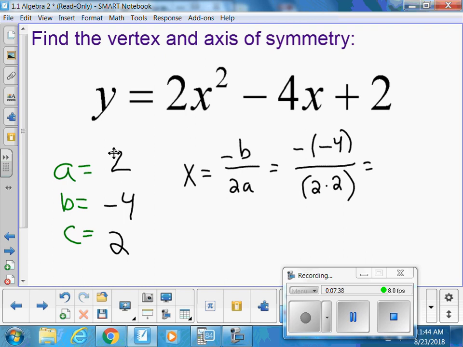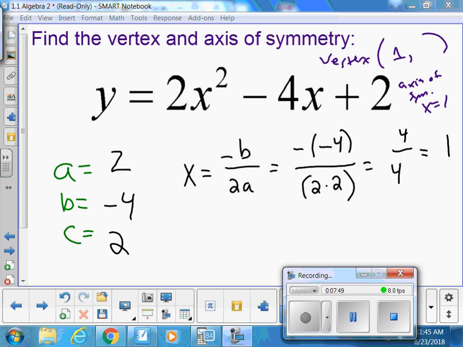On the top, we'll have a positive 4. On the bottom, we'll have a positive 4. So those will divide out to 1. So kind of pause and make sure that. All right, now that we got x equals 1, we know the first half of our vertex, we know the axis of symmetry as well, but we still need to find the y value.